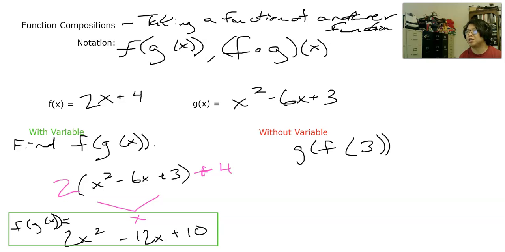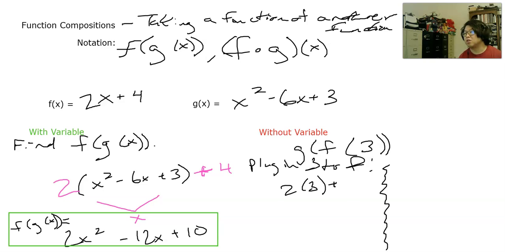So there are a couple of ways to do this. I'm going to do a little split here, where here I plug in 3 to f first because f is on the inside. So that's 2 times 3 plus 4. That's my f of 3.